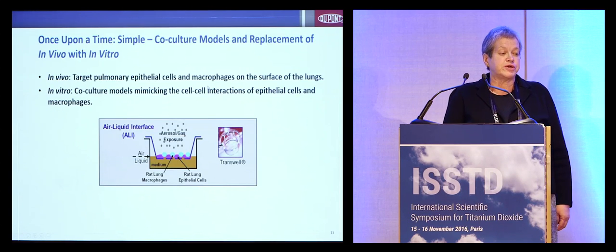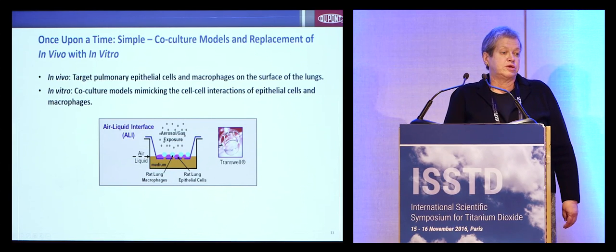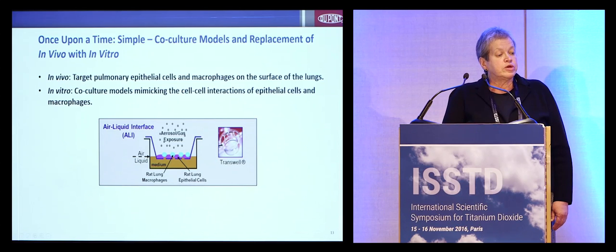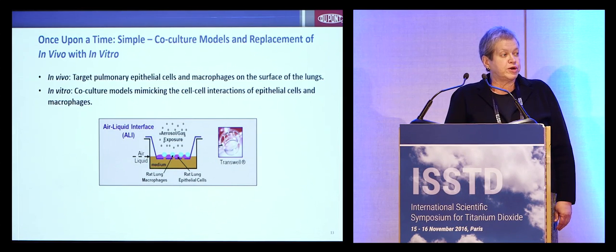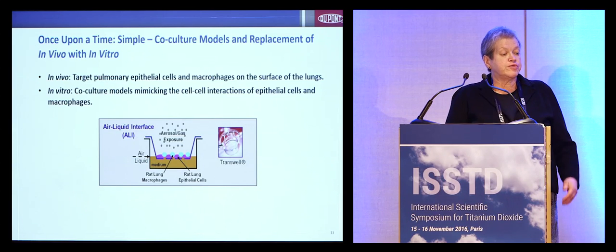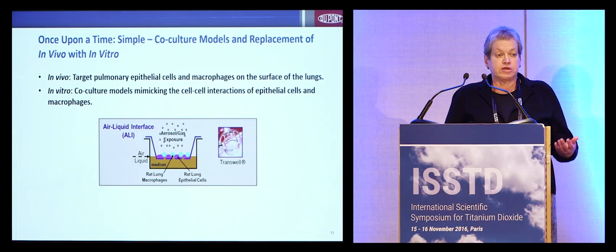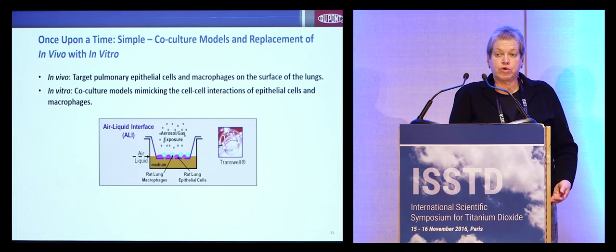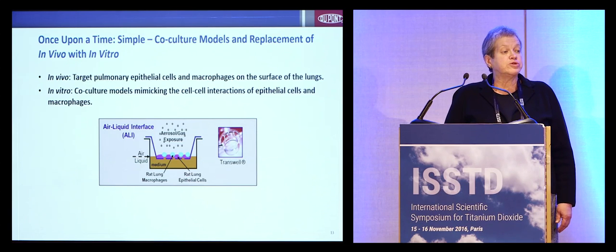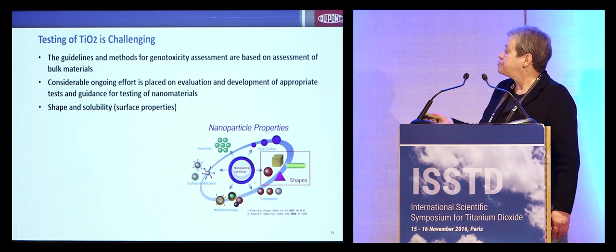Once upon a time, we thought it was very simple. We would have co-culture models, and we would replace in vivo testing with in vitro. So for in vivo, if we target pulmonary epithelial cells and macrophages on the surface of the lung, we would do the same in vitro. We would have a co-culture model that would mimic the cell-cell interaction of epithelial cells and macrophages, and it would be a nice route to walk down. However, this didn't really turn out to be this way, and at least in our hands, our co-culture experiments haven't worked any better than any other in vitro experiments.